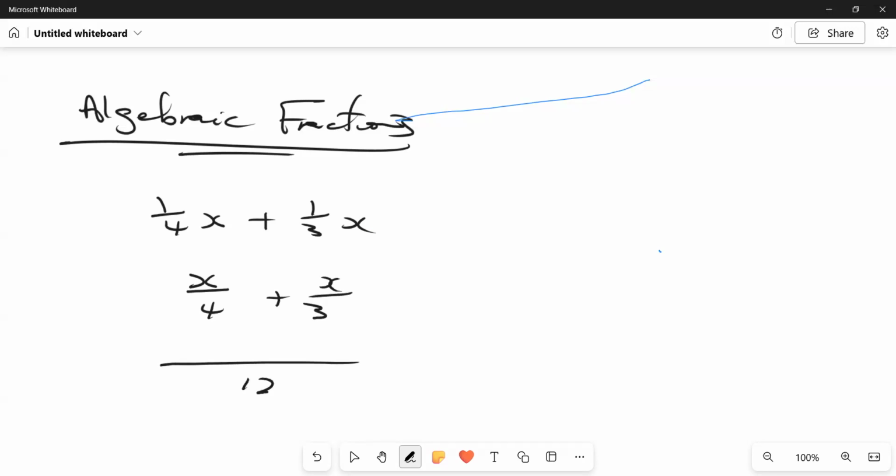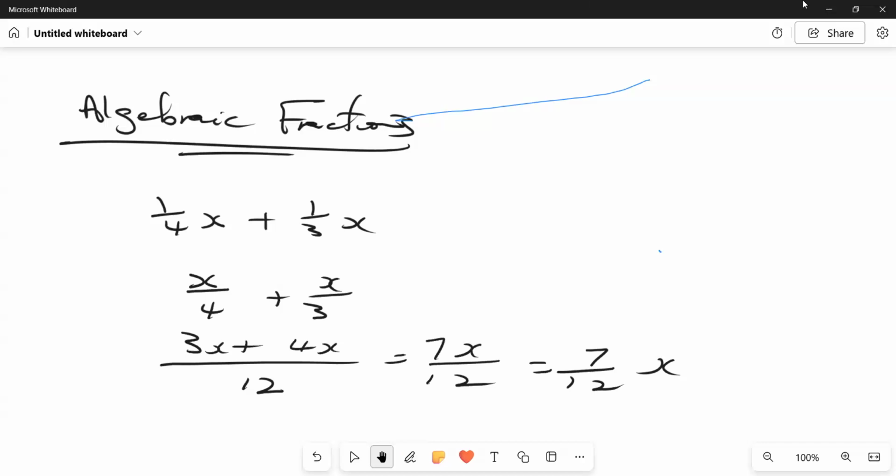Find LCM, 12. 4 into 12 is 3. 3 times x is 3x, plus 3 into 12 is 4. 4 times x is 4x. And you end up with 7x over 12, which you can also write 7 over 12 x, right?